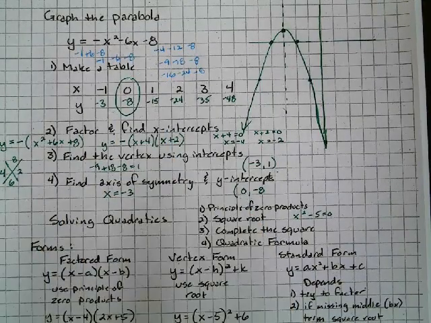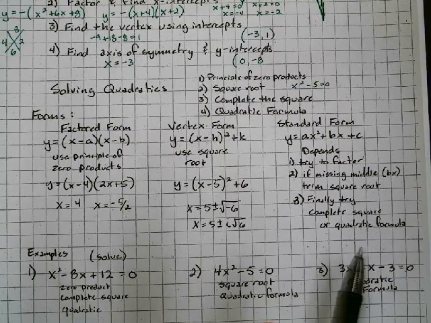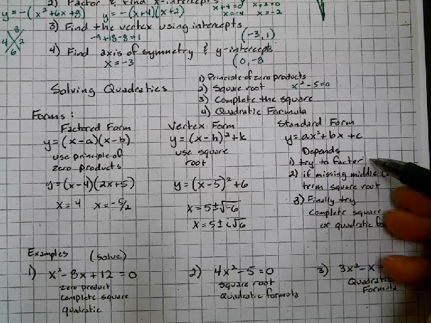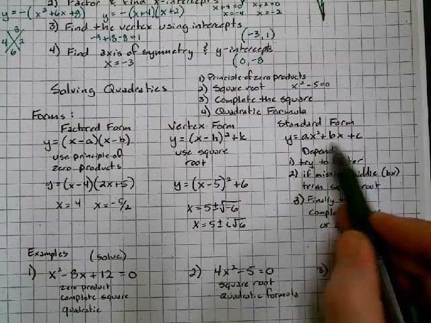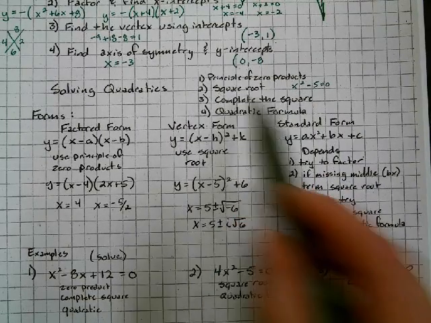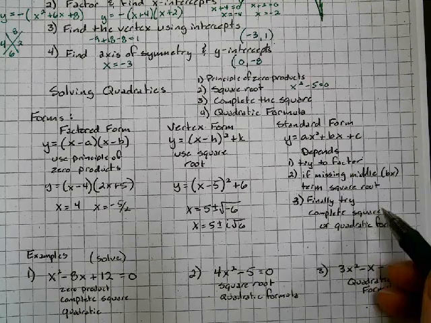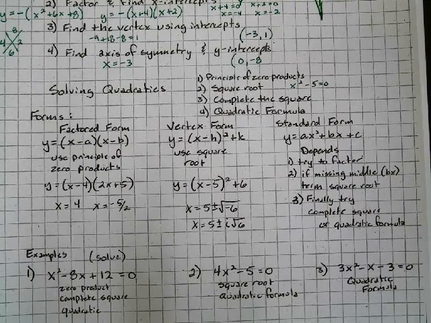It really depends on the problem which method you want to use to solve it. You should always try to factor first. If factoring doesn't work, you look and say, okay, is it missing this middle term, this bx term? If it is, it looks something like this, and we want to use the square root method. Finally, if those two methods don't work, then you either complete the square or do the quadratic formula. All right, let's look at a couple examples.